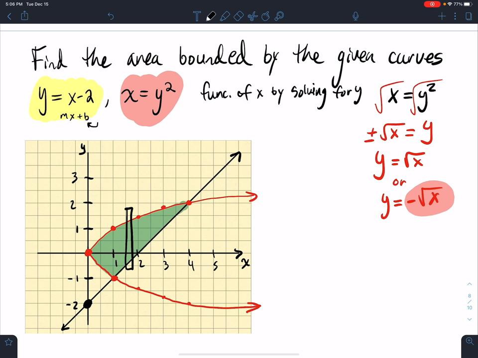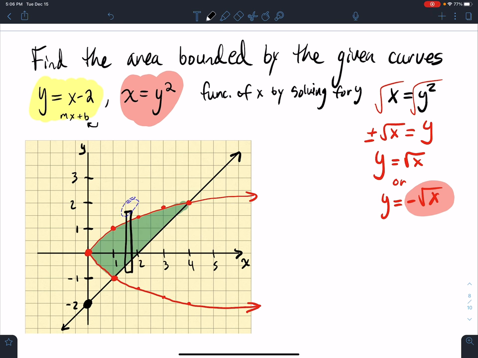Technically, if you wanted to, you could do this dx, but is it dx easy? The top is always the top, but what happens here, the bottom is a line on this portion right here. But as we move over to here, now the bottom becomes the negative square root x curve, and the top is the positive square root x curve.